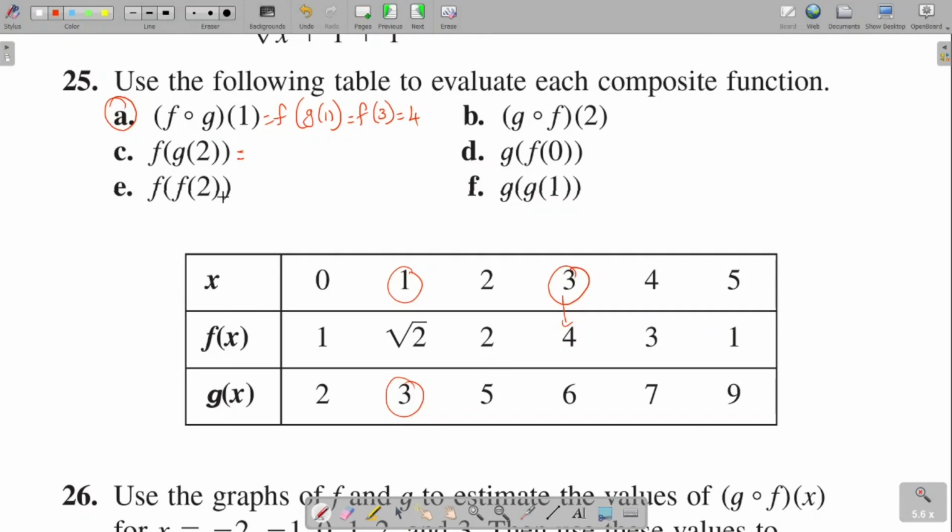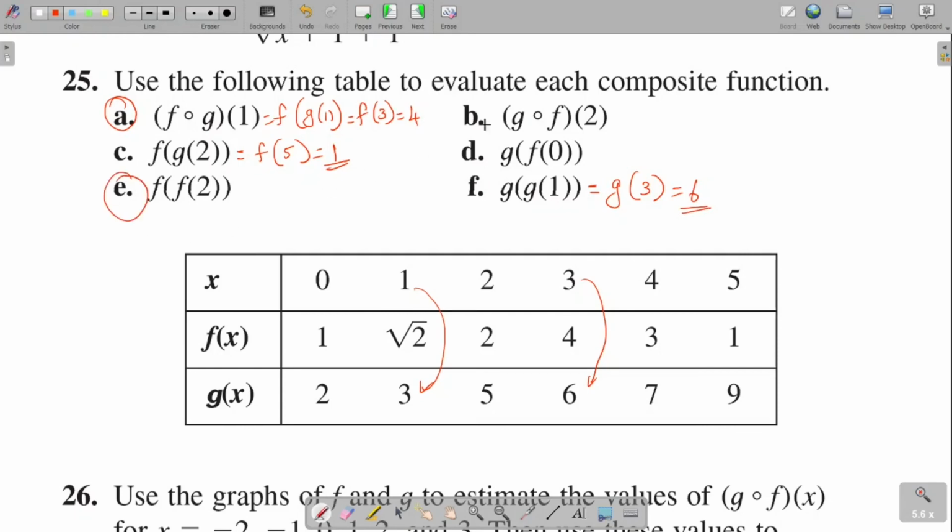Likewise, what will be f of g of 2? So g of 2 is 5. So we have f of 5. And 5 is here. f of 5 equal to 1. What will be g of 1? It is, g of 1 is 3 here. So we have to find g of 3, and g of 3 is 6. So the answer is 6.